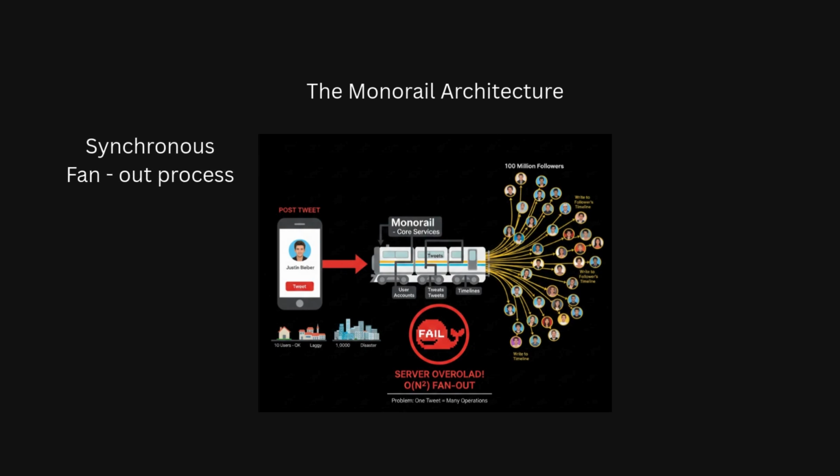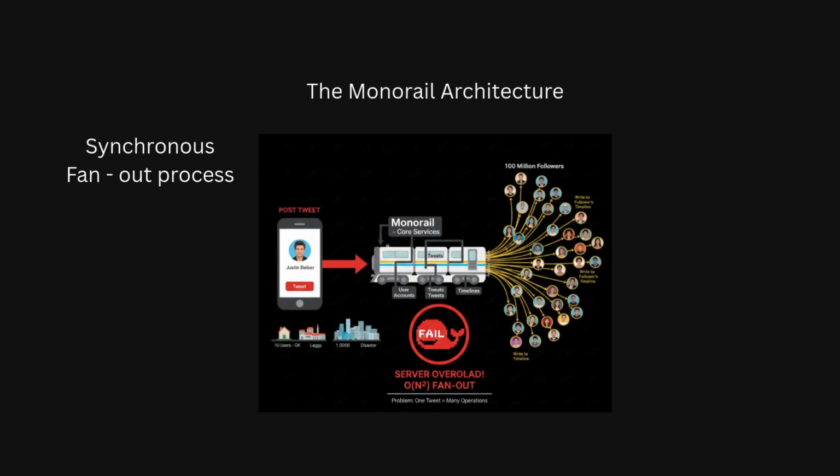Here's how it worked. If you tweeted, the system would immediately try to push that tweet into the timeline of every single person following you before it even finished sending. Now do the math. If you have 10 followers, the system does 10 writes. Easy. But as Twitter went viral, celebrities joined. If someone with 10 million followers tweeted, the system suddenly had to perform 10 million operations for just one click of a button. As both the number of users and their follower counts grew, the work didn't just add up, it multiplied. This massive bottleneck created the infamous fail whale, the crash screen users saw whenever the servers were drowning in data.